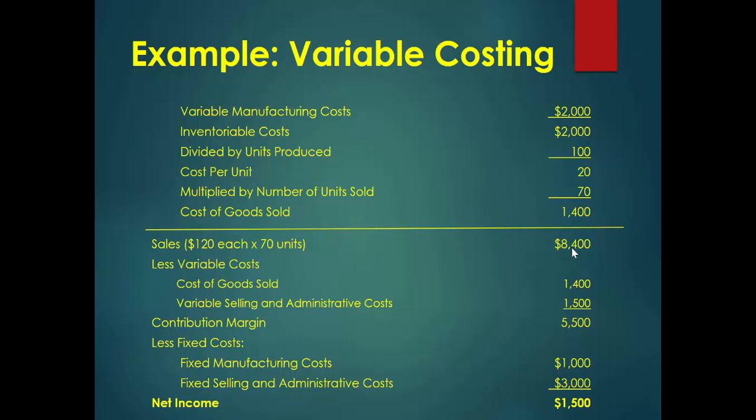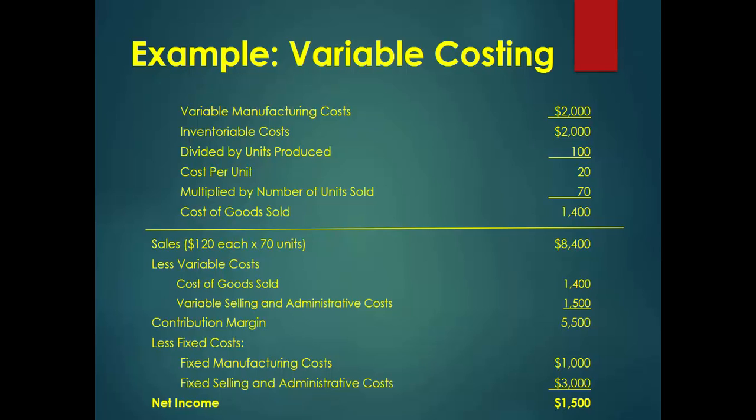So when we come down here to do our income statement, we have sales, and they're the same as they were before. We sold each unit at $120. We sold 70 units, 8,400. But now we're going to subtract out our cost of goods sold. This was 1,400. And this cost of goods sold represents variable manufacturing costs that was assigned to units sold. Everything else gets expensed immediately.